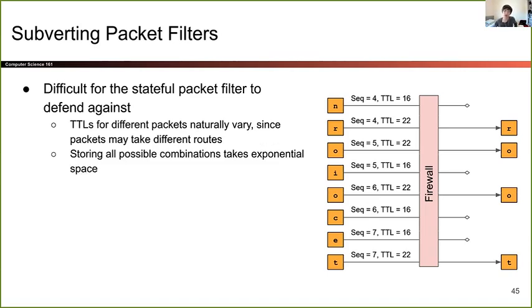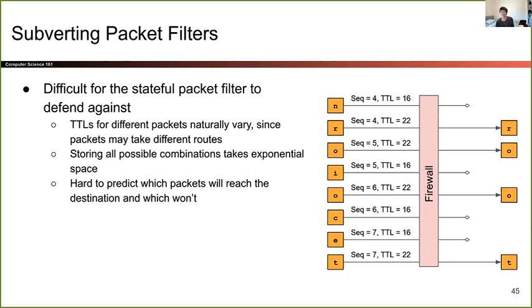And if this firewall wants to be clever and say, I'll just compute all possible combinations, this is exponential. In just this one sequence here, we've got 4 different sequence numbers and 8 different possible values for that byte. So we have 16 possible combinations, and the attacker can keep doing this, cause the firewall to take up an exponential amount of space, and suddenly this becomes a DOS vector as well. So this is actually pretty difficult for the stateful packet filter to defend against.